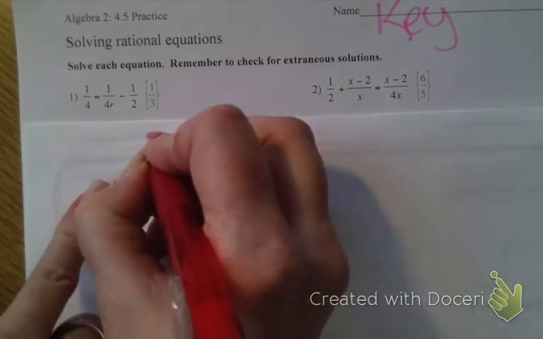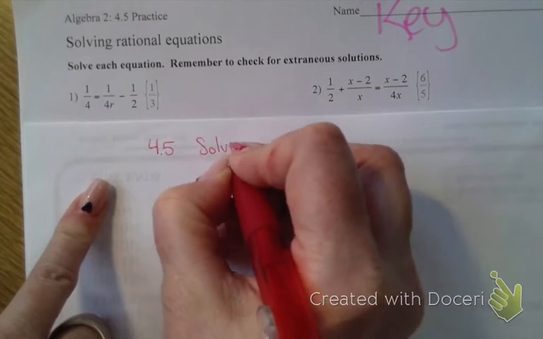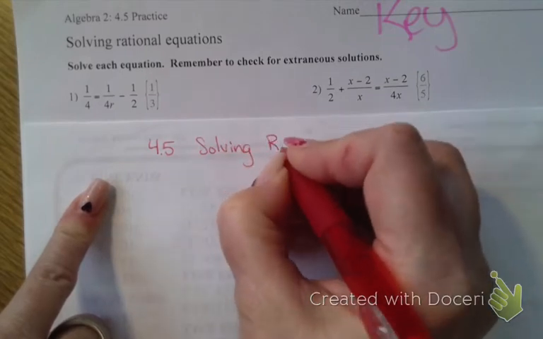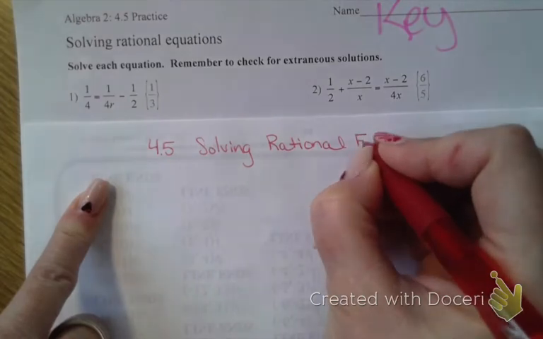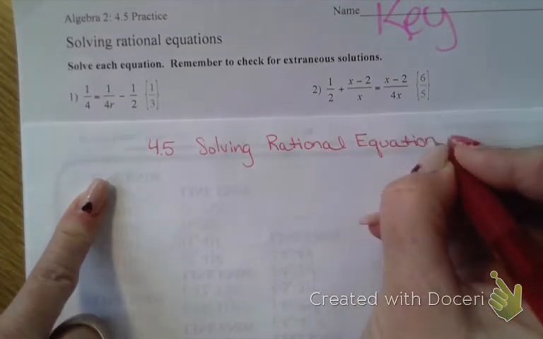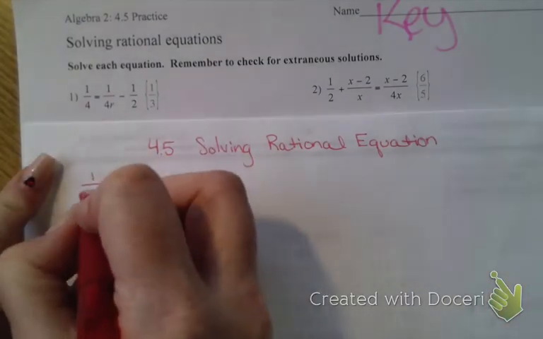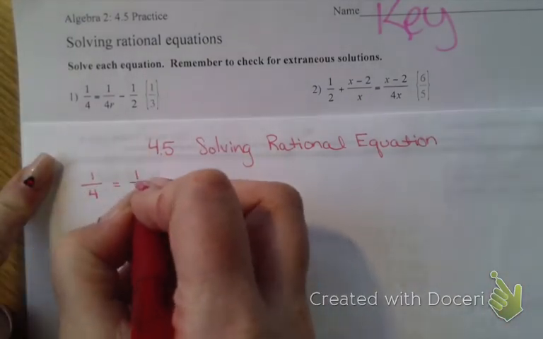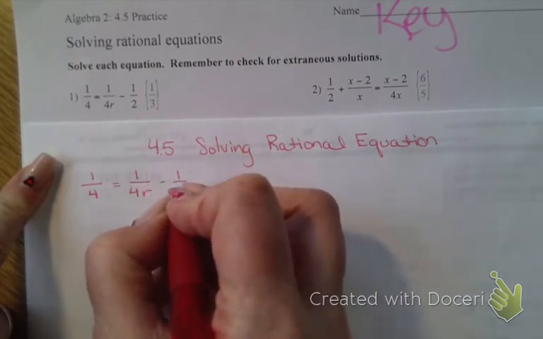Okay, so 4.5, solving rational equations. And we just have examples. So we have 1 over 4 equals 1 over 4r minus 1 over 2.